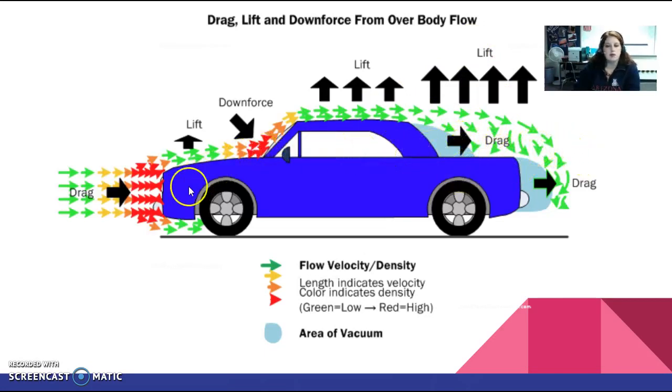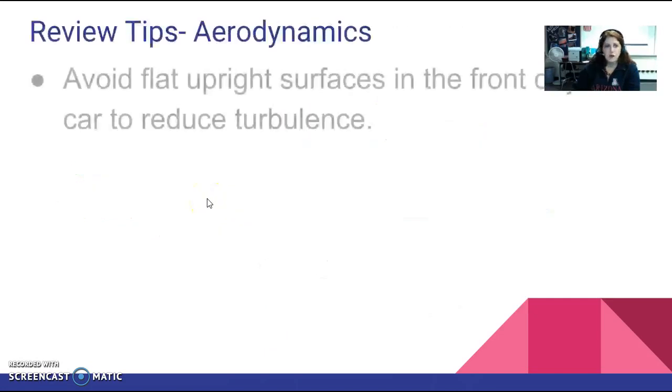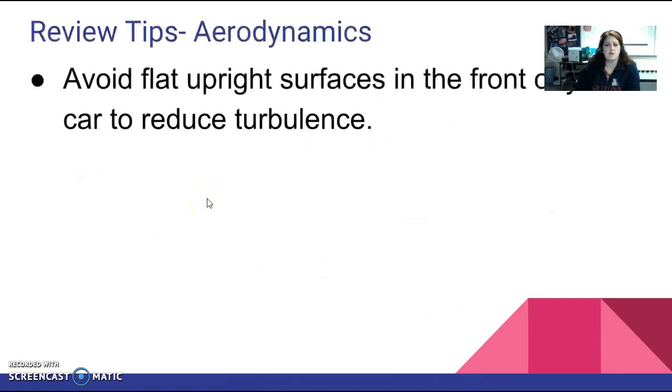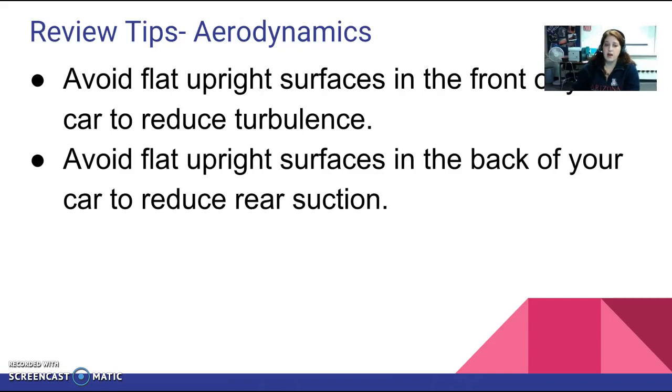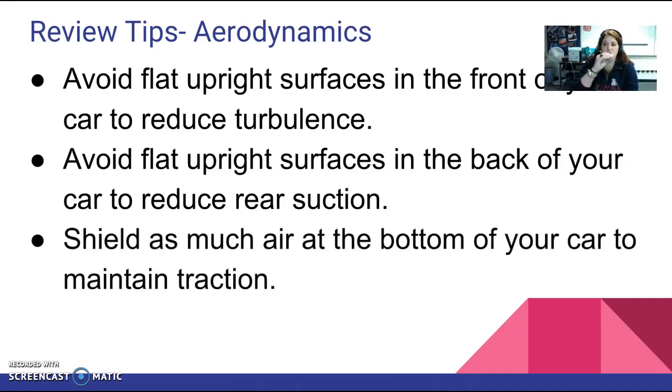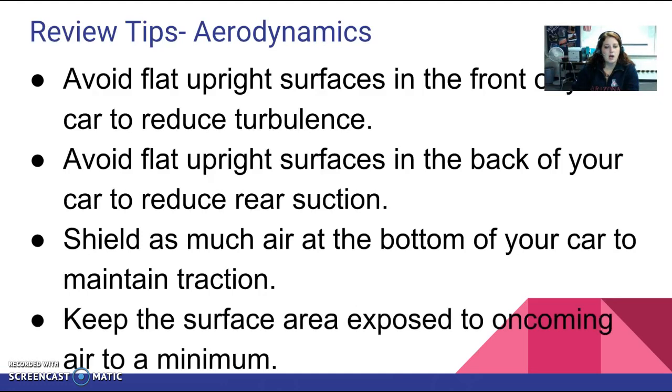So think about avoiding the flat upright surfaces in the front of your car to try to remove that turbulence and have a little bit more lift happening, a little less drag. Avoid the flat upright surfaces in the back of your car to reduce rear suction so we don't get our car moving backwards. And then shield as much air at the bottom of your car to maintain traction. And that just means keep your car a little bit lower to the ground. Keep the surface area exposed to oncoming air to a minimum. So think about surface area of an object and how to restrict surface area.